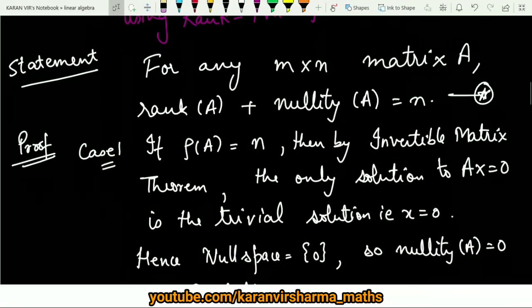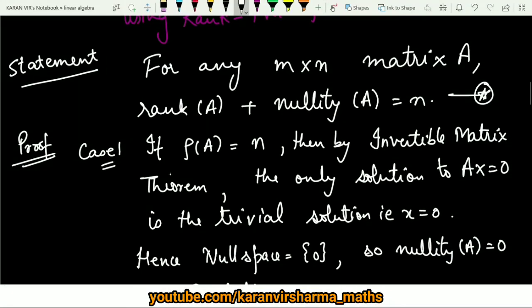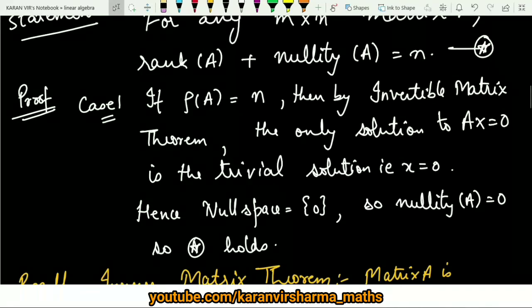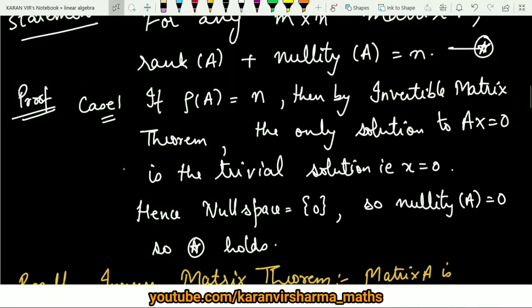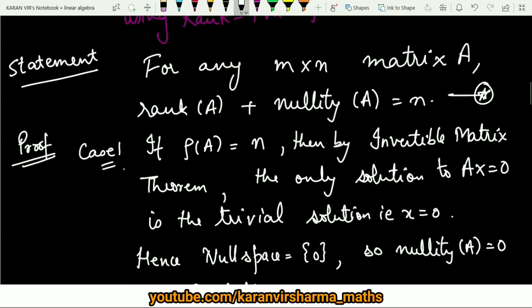So what is the statement of the rank nullity theorem? The statement states that for any m cross n matrix, rank of A plus nullity of A is nothing but n, where n is the number of columns of A. So that is our statement. The first case is if the rank of A is n. If the rank comes out to be n, then n plus nullity is equal to n, so the nullity comes out to be 0.